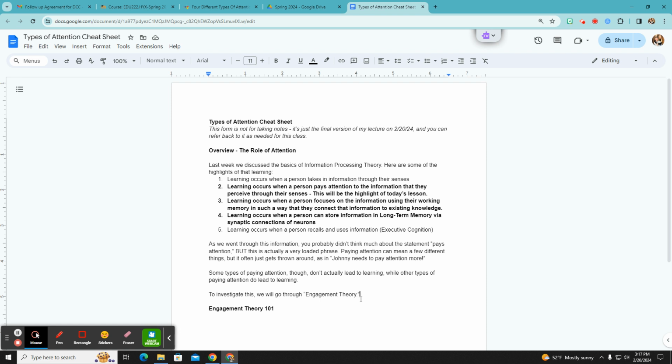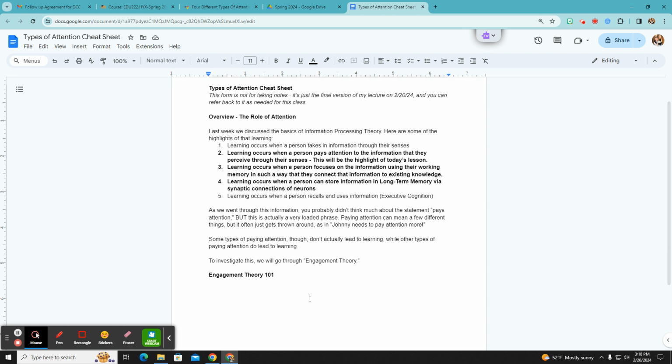There's 3 ways to engage in learning, 3 ways to pay attention, 3 ways to focus. I'm going to use those terms synonymously. And the pinnacle of paying attention and engagement theory is that all of these 3 middle components, 2, 3, and 4, are occurring simultaneously. So let's walk through this. There's 3 types of engagement or paying attention. The first is called behavioral attention / engagement.